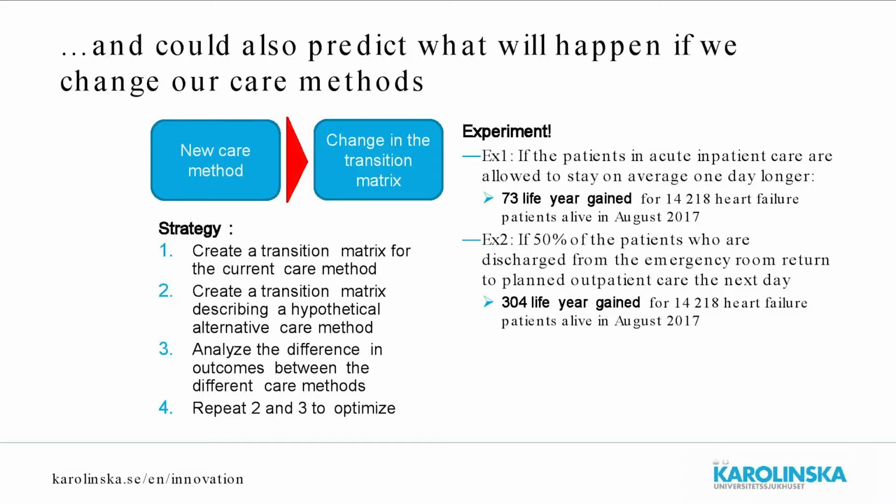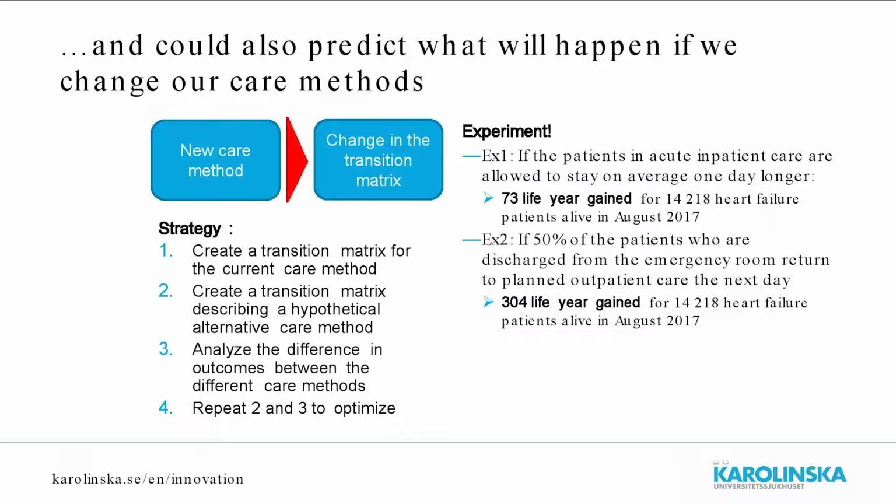So you can also predict what will happen if we change our care methods, because a new care method is the same as a change in the transition matrix. So the strategy is to create a transition matrix for the current care method, and then create a transition matrix describing a hypothetical alternative care method, and then analyze the difference in outcomes between the different care methods, and then repeat 2 and 3 to optimize. Or you can do experiments. What will happen if the patients in acute inpatient care are allowed to stay on average 1 day longer? Well, then this patient group would have 73 life years gained.